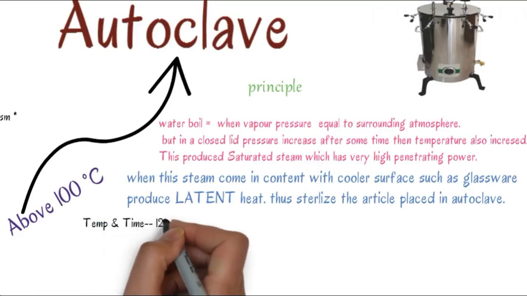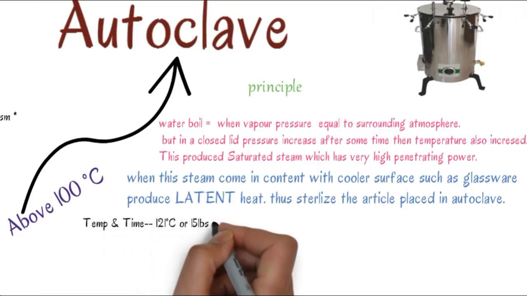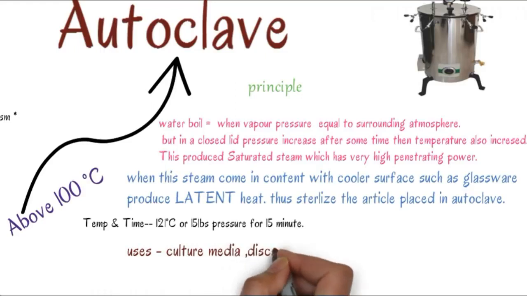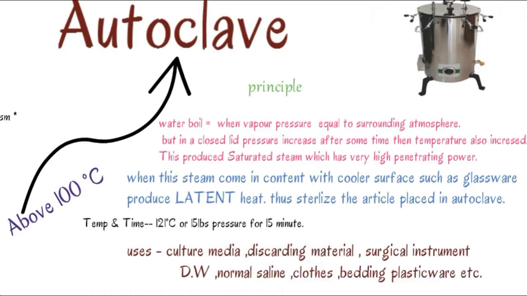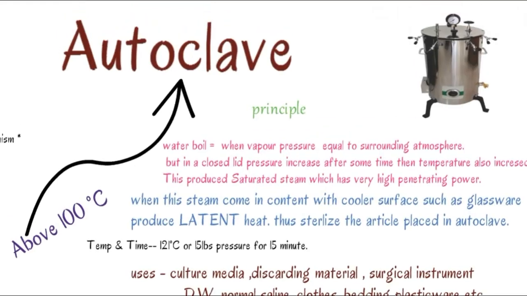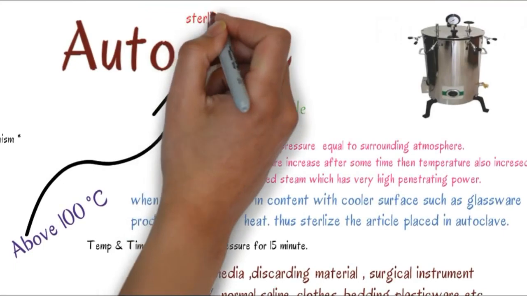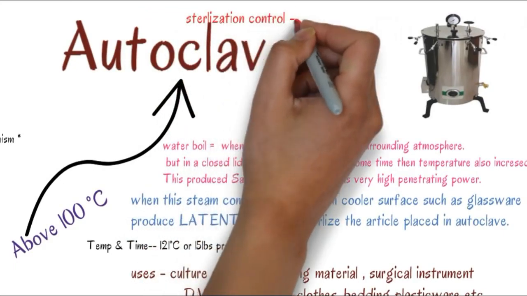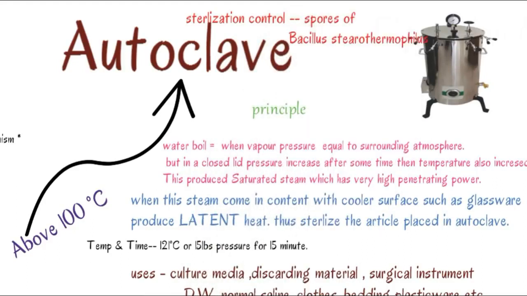Temperature and time: 121 degrees Celsius or 15 lbs pressure for 15 minutes. It may be increased or decreased. If the pressure or temperature increases, the time is decreased. It is mainly used for sterilization of culture media, discarded materials, surgical instruments, distilled water, normal saline and plasticware, and the tips of pipettes. Now the sterilization control for the autoclave is Geobacillus stearothermophilus.